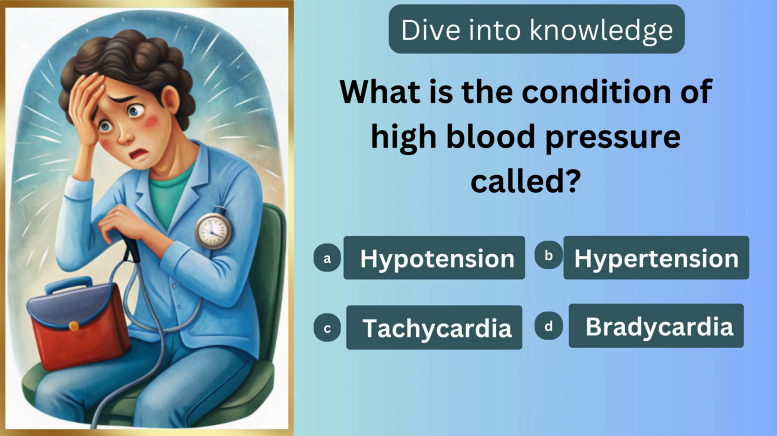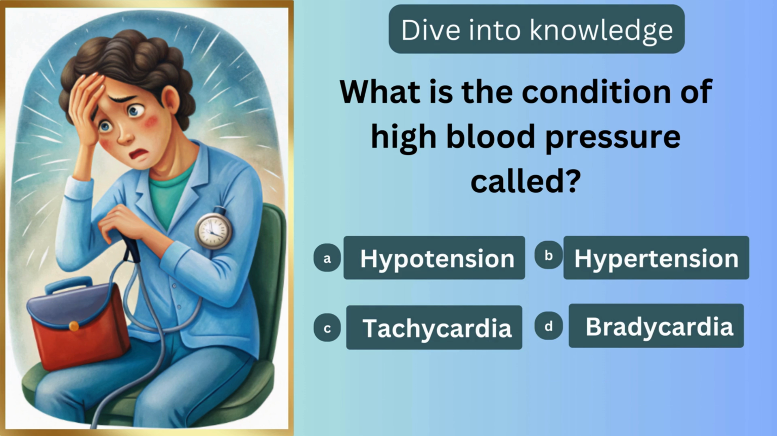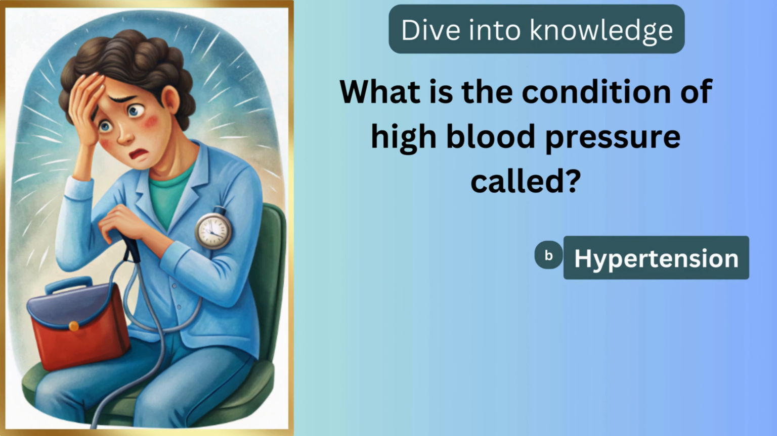Next question is, what is the condition of high blood pressure called? Let's take a look at the options. A. Hypotension. B. Hypertension. C. Tachycardia. Or D. Bradycardia. Time's up. The right answer is B. Hypertension.